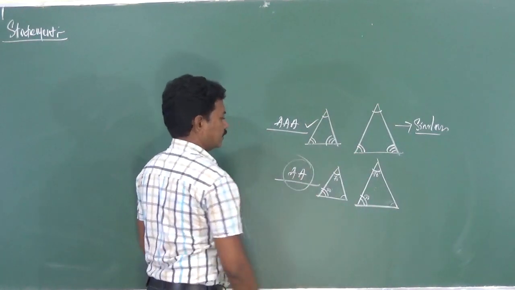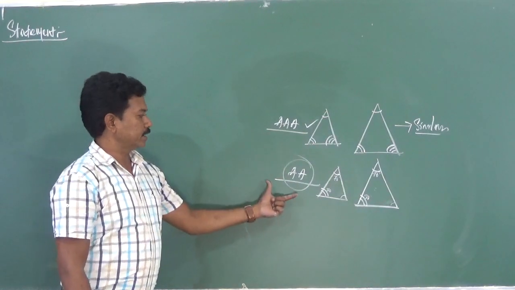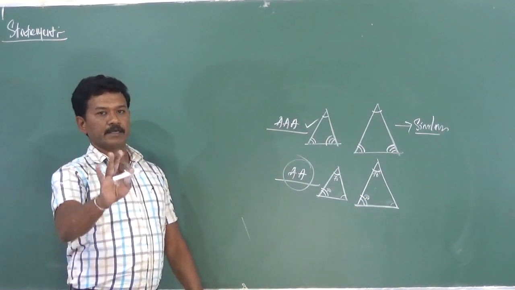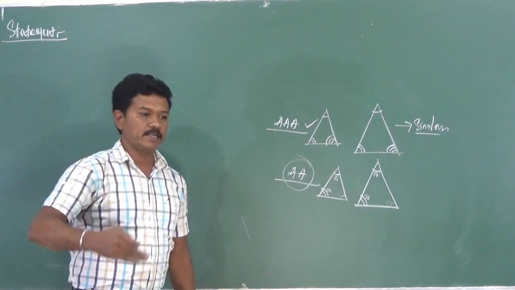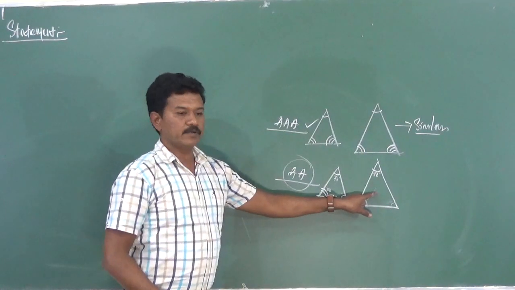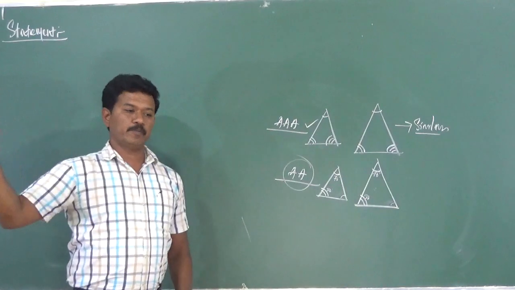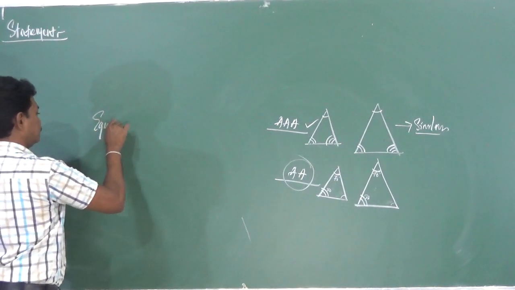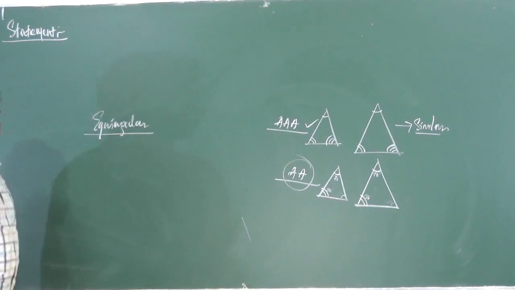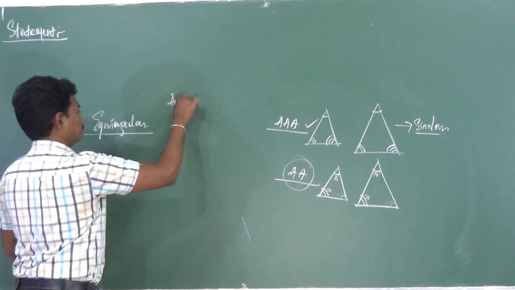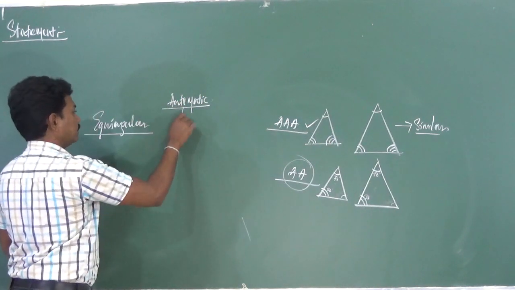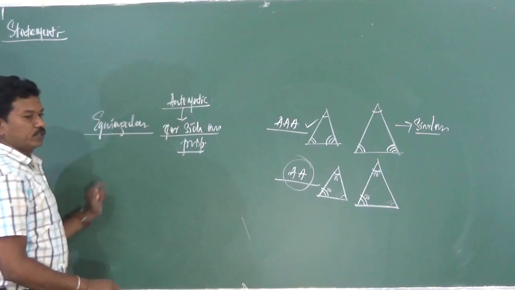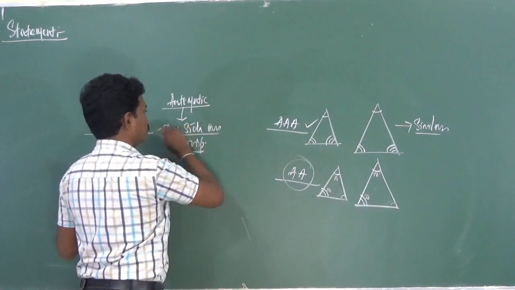Therefore, this criterion is called the AA criterion. So what is the AA criterion? If two triangles are equiangular, then they are similar. This can also be given as: if two triangles are equiangular, then their corresponding sides are proportional. If you prove that the two triangles are equiangular, automatically something happens. That automatic thing is that their corresponding sides are proportional. That automatically happens. Hence, both triangles become similar.